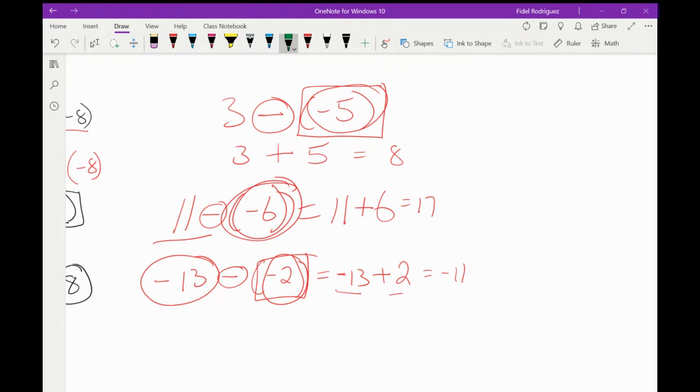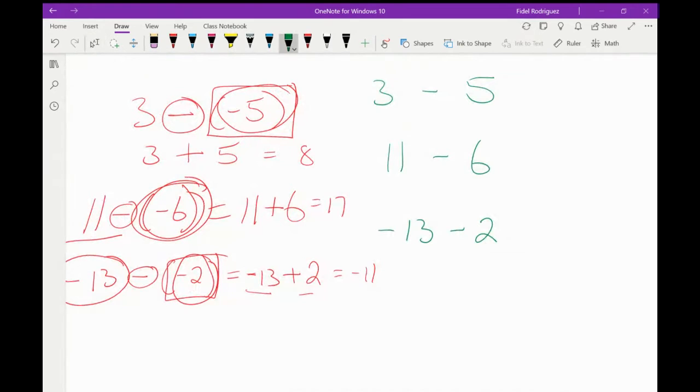So I'm gonna do the same problems, but look how I'm gonna write it. 3 minus 5. So I'm not gonna put a negative on the 5, right? Or I'm gonna go 11 minus 6, and I'm even gonna do negative 13 minus 2. Okay. So for these, I want you to think about it this way.